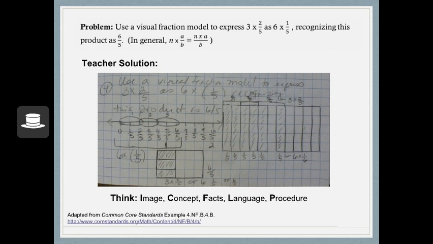There's a second version of this that she has on a number line here, where she's showing the pieces, the 2/5 pieces, 3 of them, and then representing that graphically on an area model as well. Here, 3 times 2/5 being 6/5. So again, image, concepts, facts, language, and procedure all supported in a very small space.